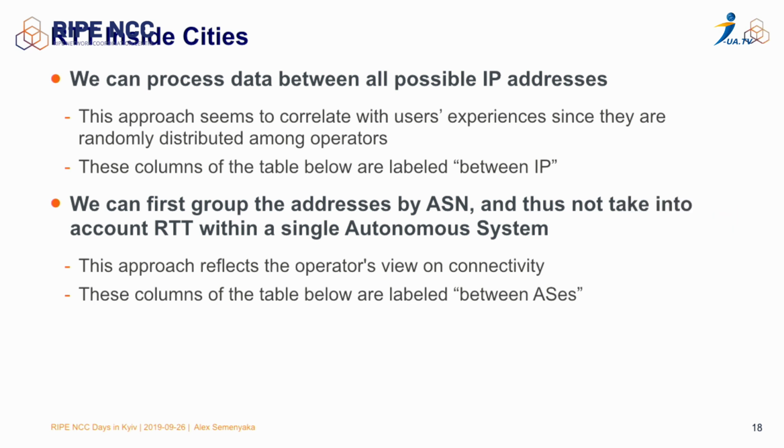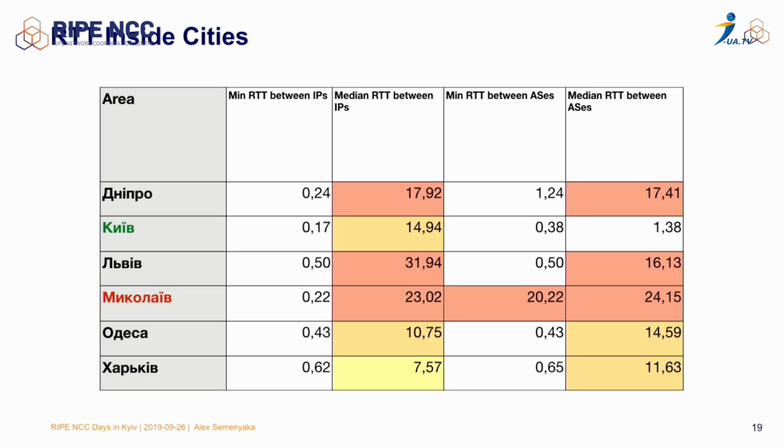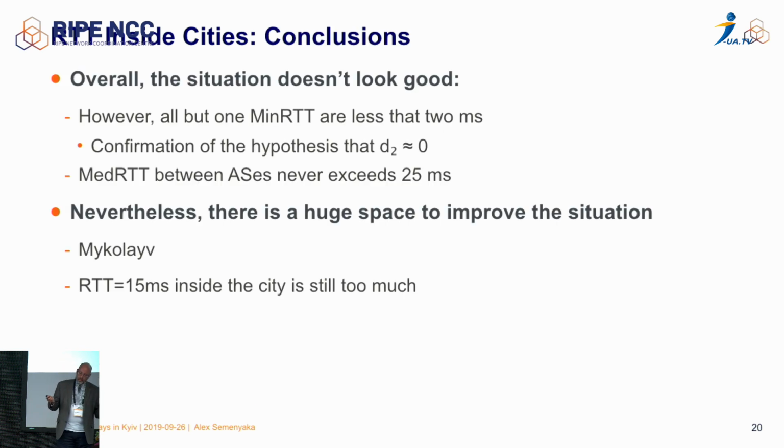If we exclude the autonomous systems and see how it looks inside the city, well, here's the picture. We need more than one probe for that. Clearly, here are the results. Mykolaiv, everything is bad there. Kyiv is perfect, and there are some so-so cities. Let's say that. It's not a good situation, though the average RTT is less than 2 milliseconds. That's perfectly normal. The majority of values are very small.